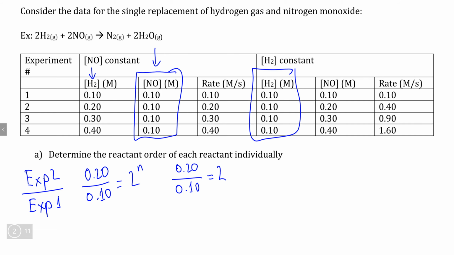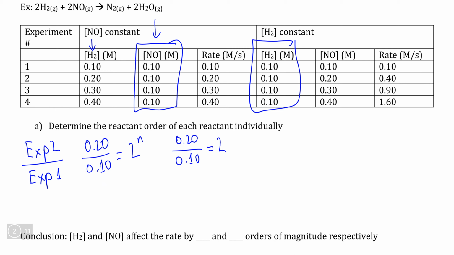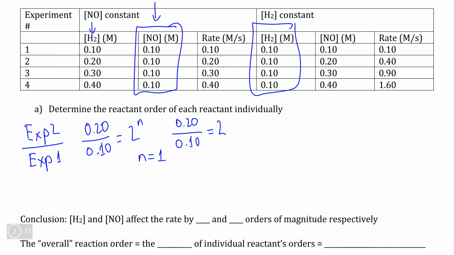This is a fairly simple one-to-one relationship, meaning that 2 to the exponent n is equal to 2, therefore n must equal 1, and we have a direct linear relationship between the concentration of H2 and the increase in reaction rate, meaning that we can write out our rate law by writing rate is equal to k, the constant that represents the effective temperature, times the concentration of hydrogen gas to the exponent 1.